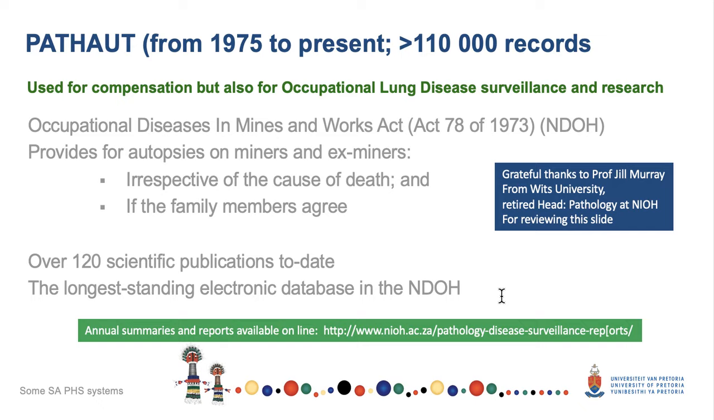There are over 120 scientific publications to date. That's in 2020. And again, the annual summaries and reports are available online. So it's important that we have this kind of transparency, that these data are available, that they're in the public domain, they're not kept secret.